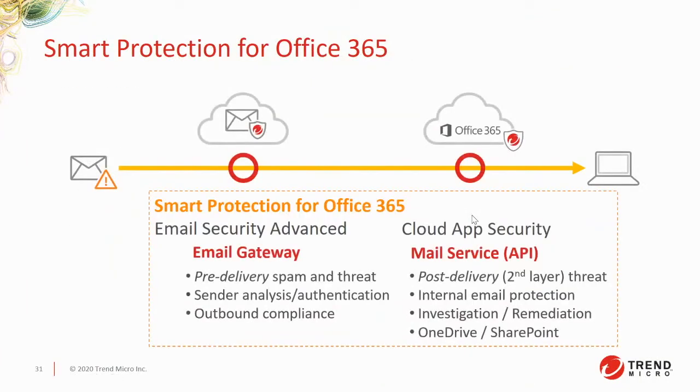As I mentioned, Office 365 protection consists of two main components, Cloud App Security, which I presented, and the other component, which is the email gateway, which is a virtual email appliance in the cloud as a service, where we can provide pre-delivery spam and threat scanning capability, sender analysis and authentication, outbound compliance. With API for Cloud App Security, we can provide a second layer of threat scanning, internal email protection, the cloud file sharing security as well.